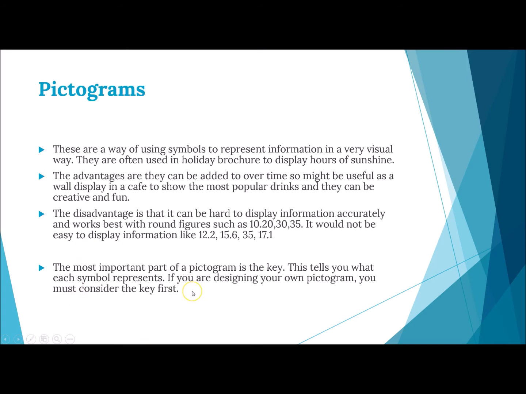The most important bit of your pictogram is the key. So the key is what tells you what each symbol represents. If you're designing your own pictogram, you have to consider the key first. So it might be one sunshine is 10 hours of sun, for example, and half a sunshine would then be 5 hours of sun. Very simple, but if you have one in the exam, make sure you read it very carefully and look at the key.